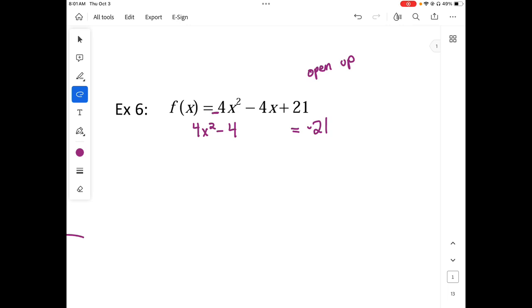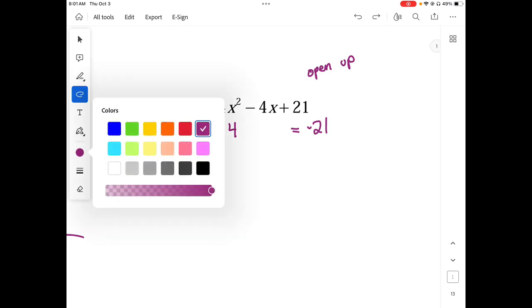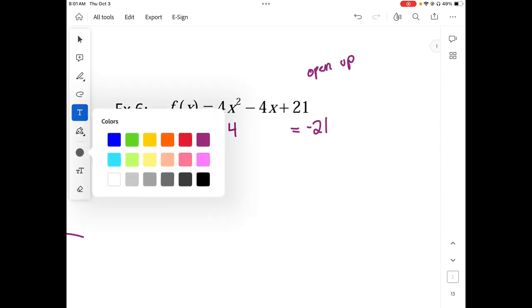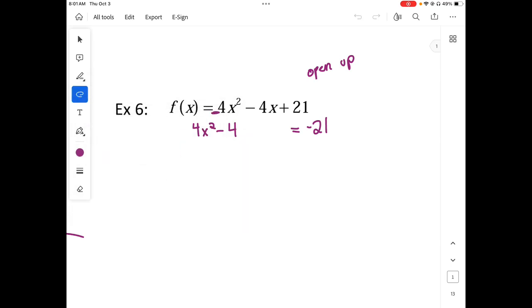That is to find, so we need to do the vertex. We don't want to do this yet. I'm going to come back to that. How about that? Because that's for the x-intercept. I want to start with my vertex, negative b over 2a.